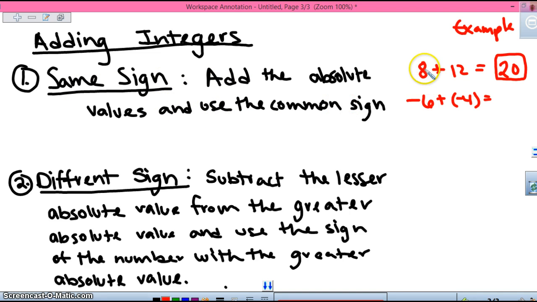What is the absolute value of 8? 8. And the absolute value of 12? 12. So when we add 8 plus 12 equals 20.